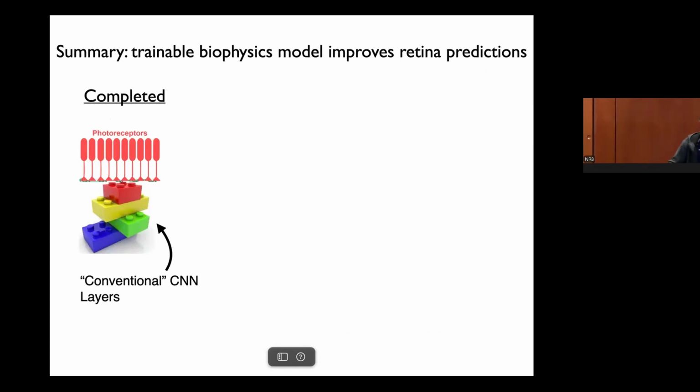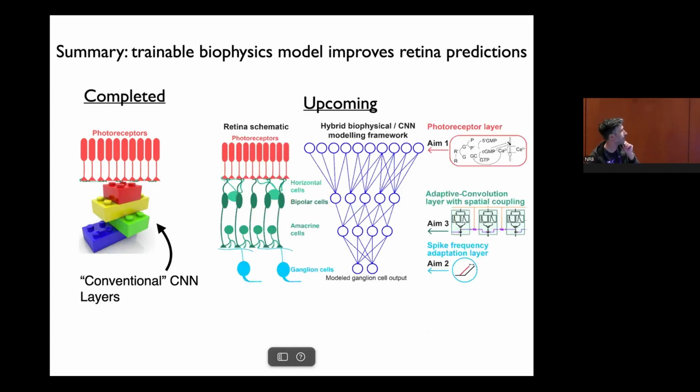And so the part that we've done so far is to make the photoreceptor Lego piece and stick it onto the front end of conventional abstract machine learning components. Where we're going next, and actively working on now, is to replace more and more of these abstract machine learning components with more custom trainable neuron layers.